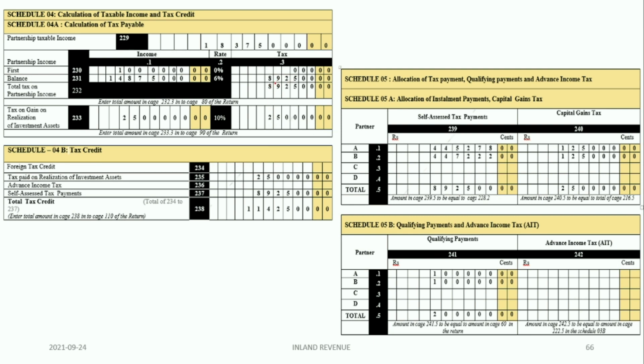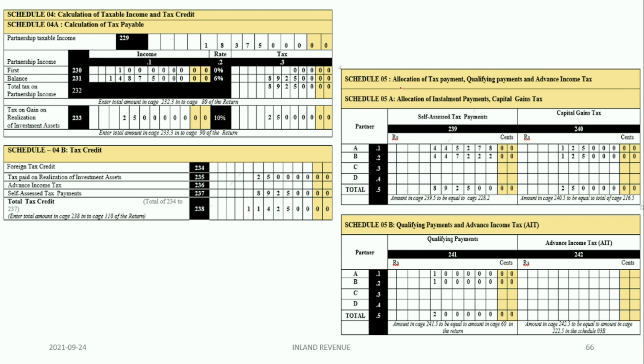And altogether, the partnership tax liability, now this 892,000 self-assessment payment, realization of investment asset tax paid 250,000. So this is again tax credit available in the partnership according to the details. So we have to provide the details here. Now this is the payment according to our payment made. So we have to include these amounts. So this is the tax liability of the partnership.